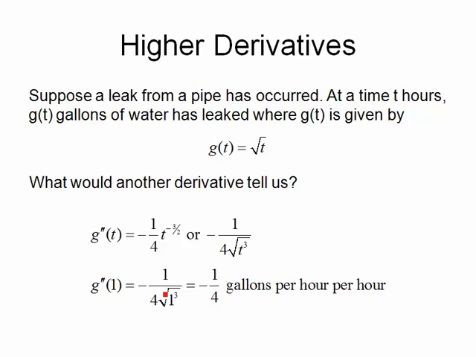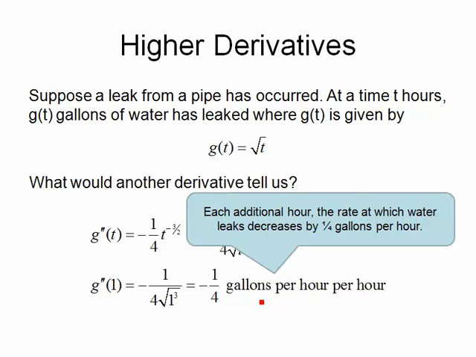Since we're asking about how the rate is changing now, because this is another slope, it's going to end up being gallons per hour per hour. Remember, the derivative to begin with, the first derivative, had units of gallons per hour. When we do a slope on that, that essentially divides by hours again. So we get gallons per hour per hour. What that means is that each additional hour, the rate at which water leaks decreases by 1/4 gallons per hour. It decreases because this was a negative number right here.